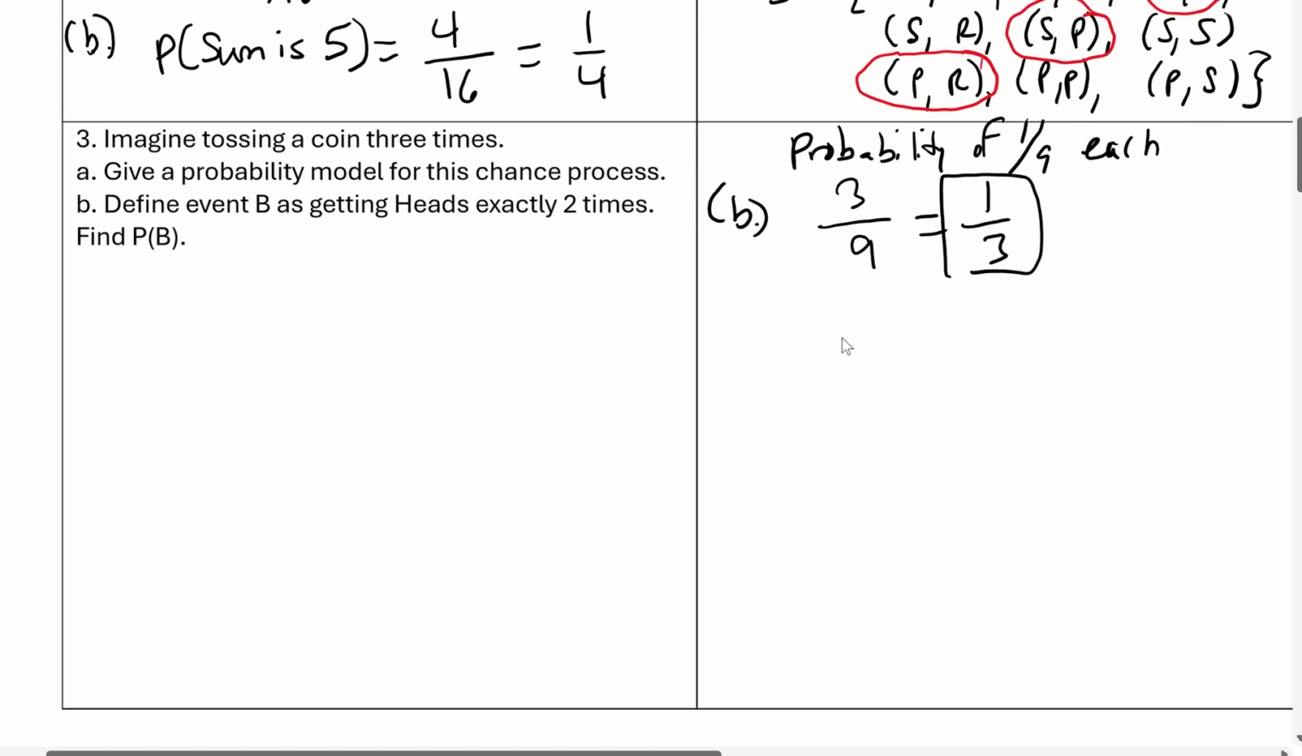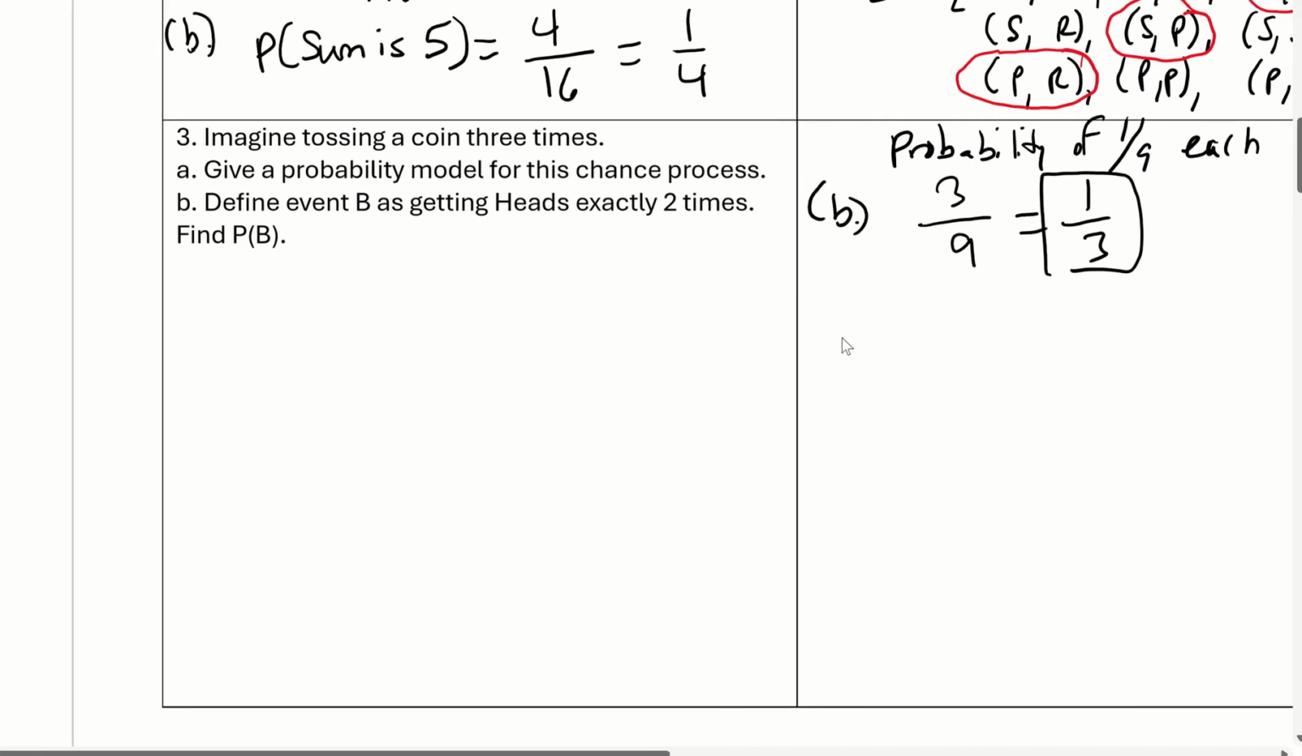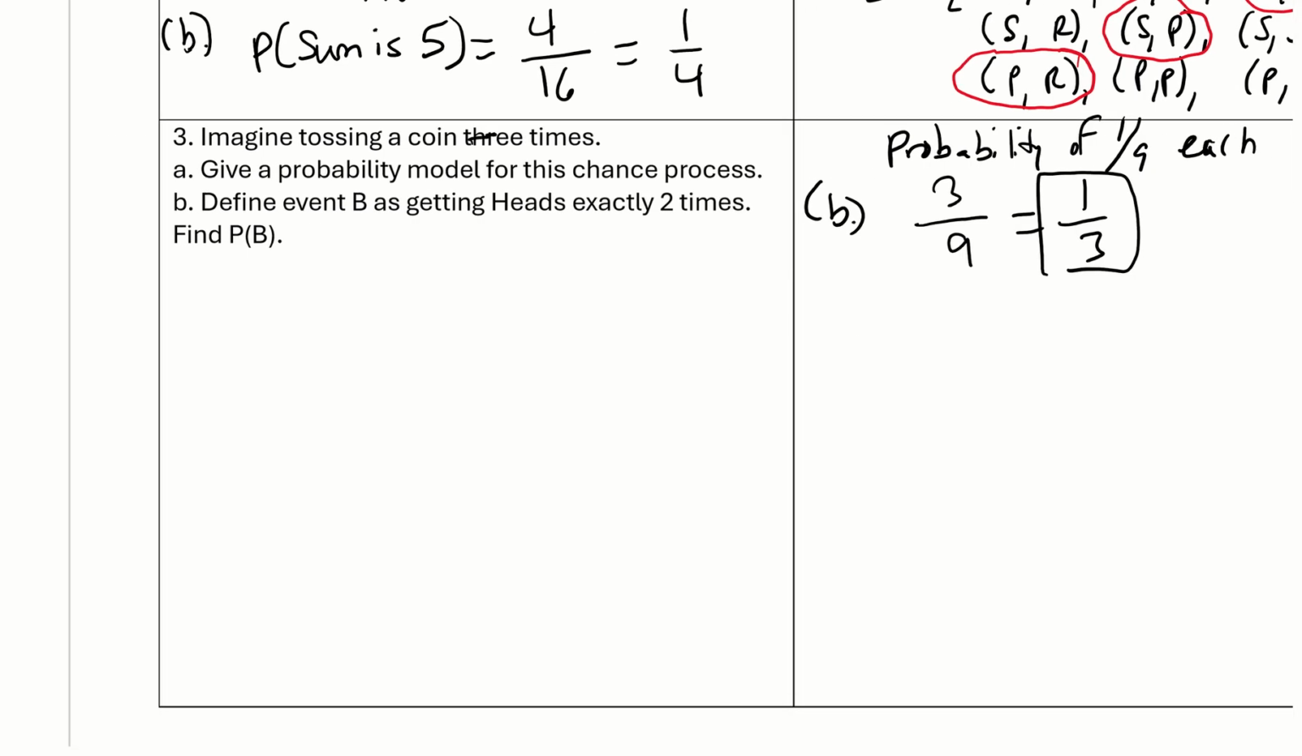All right, so let's look at number 3. So imagine tossing a coin 4 times. That should say 4, not 3. All right, so imagine tossing a coin 4 times. Give a probability model. So we got our sample space. There are 16 possibilities here, okay? We're gonna list them all out.